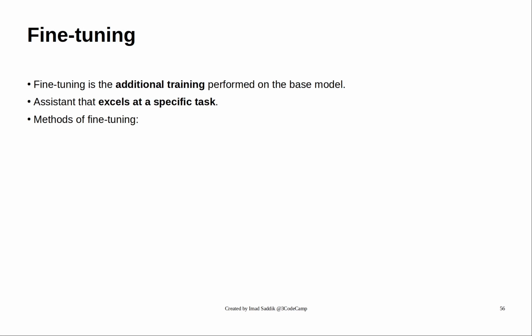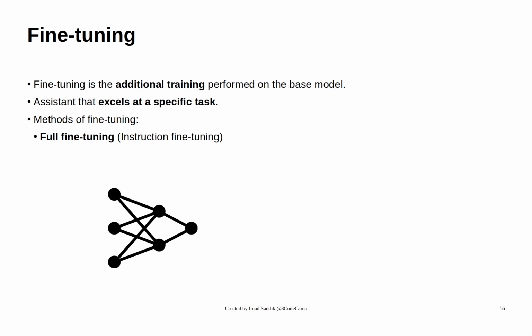We have two main methods of fine-tuning. The first one is called full fine-tuning, or if you do some research, you will also find people call it instruction fine-tuning. How does it work? Well, we take the base model and start tweaking all of its weights. This is why we call it full fine-tuning, because we are going to modify the full model.